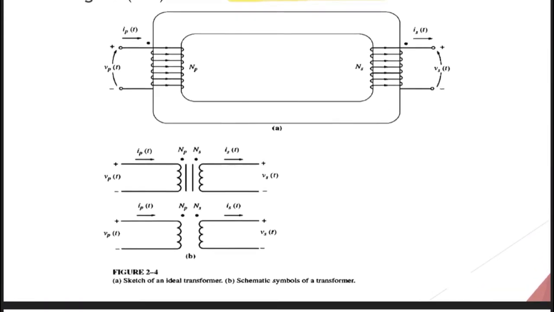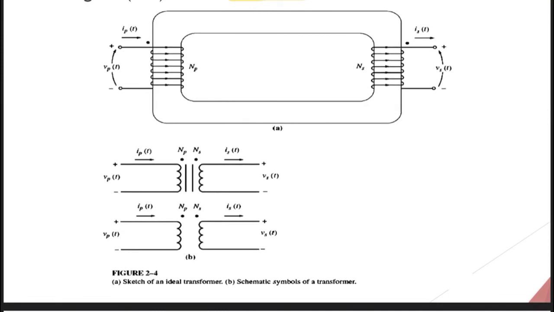Let's zoom in. This is the ideal transformer. This is VP, the voltage for the primary, IP, and NP, the number of turns for the primary, and this is the winding, the coil. Also here is the secondary coil, NS, IS, VS. As you can see, there is no physical connection between the primary winding and the secondary winding.